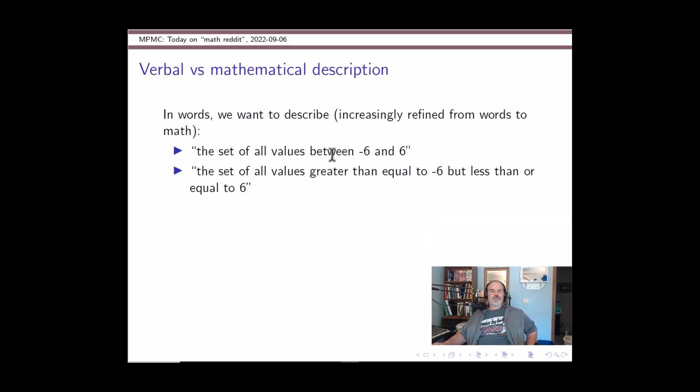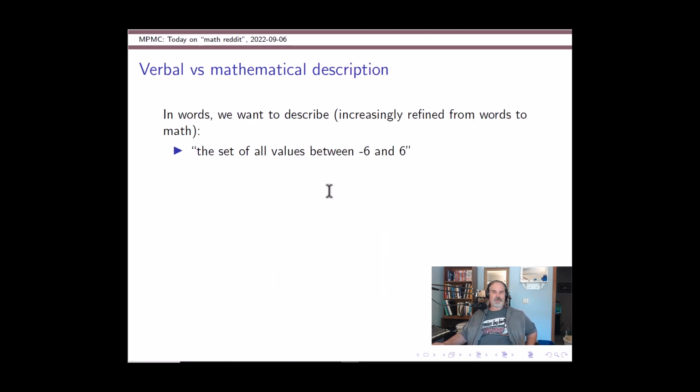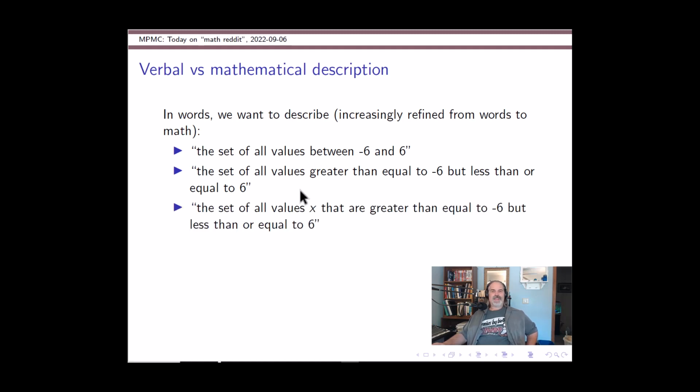So what do we mean between -6 and 6? Let's make that a little bit more formal. Well, we're looking for the set of all values that are greater than or equal to -6, but also less than or equal to 6, right? If you're on this picture and you're standing at the -6, you're looking uphill towards the values, but over here at 6, you're looking downhill back into those values. So the set of all values that are greater than or equal to -6, but less than or equal to 6.